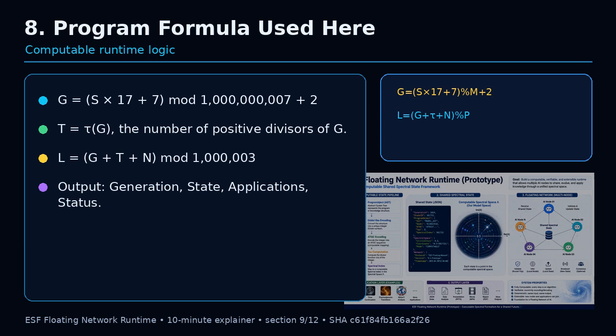The program you supplied is a compact computable runtime. It starts with a seed S. Each generation computes G by multiplying the seed by 17, adding 7, taking a large modulus, and adding 2. Then it computes tau of G. The spectral index L is computed from G, tau, and the generation number. The output object records the generation, state, applications, and status.